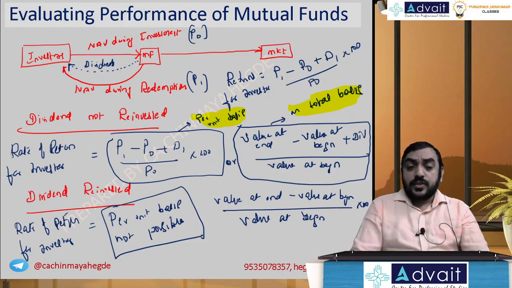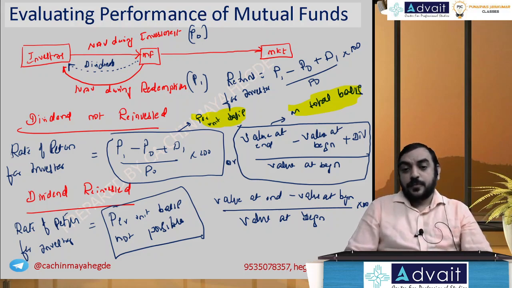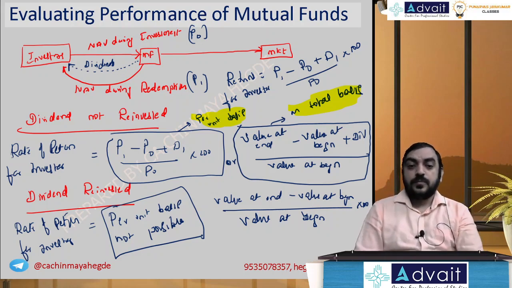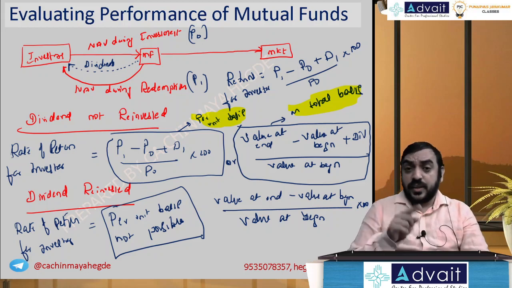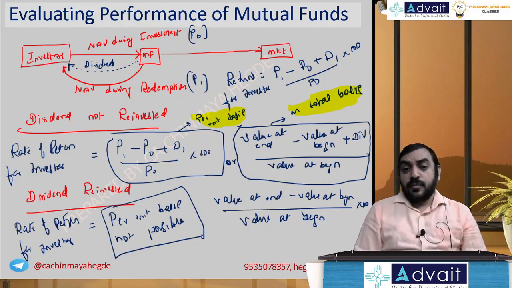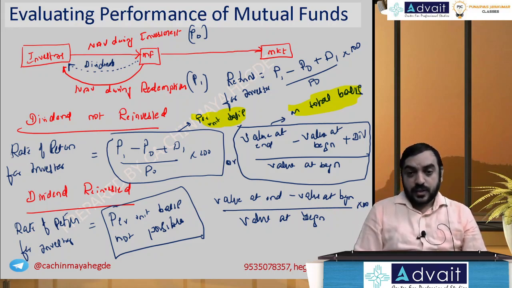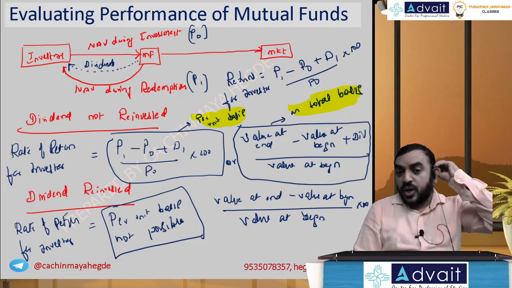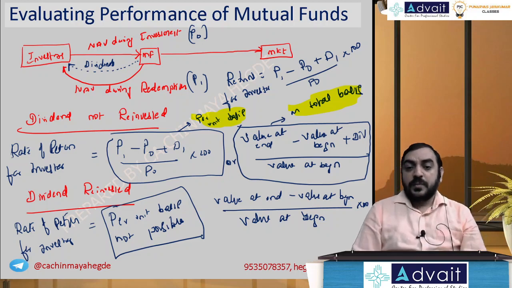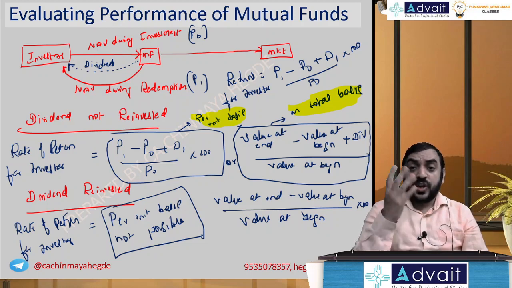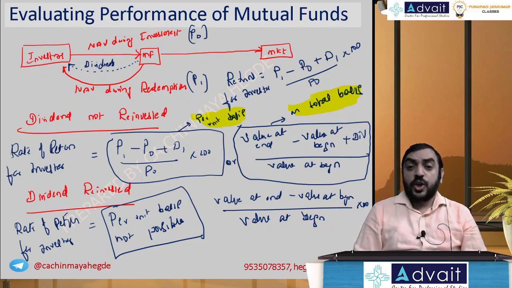Next sentence or next heading. When dividend is reinvested, number of units at the beginning and at the end will not remain same, and hence per unit basis will not be possible.